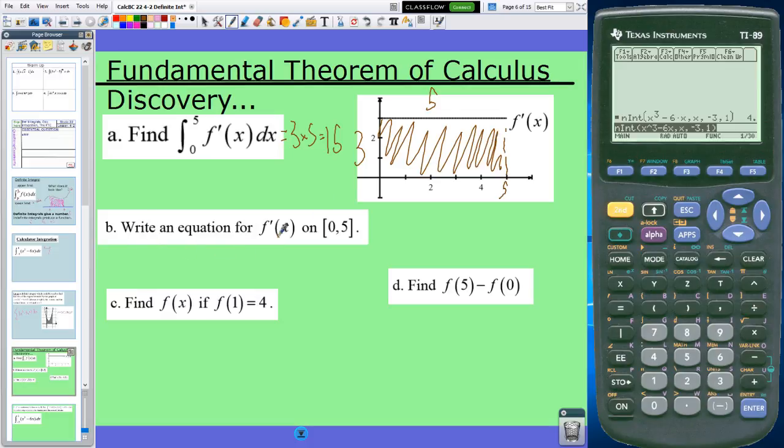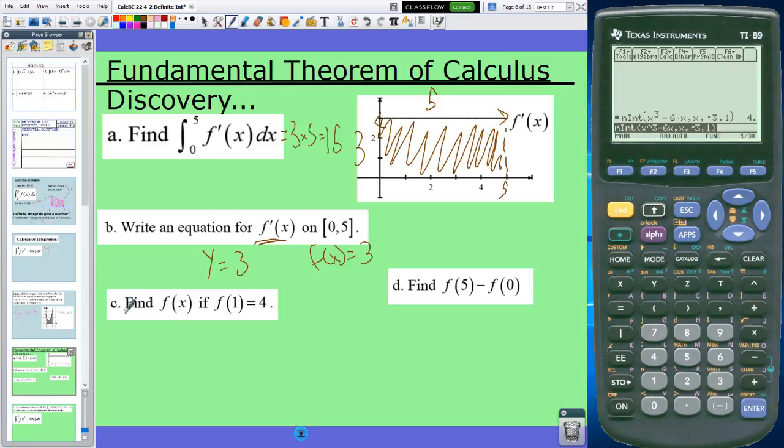Now, let's say I want to write an equation for f prime of x on 0 to 5. So what's an equation of this line? Notice that it's a horizontal line at 3, so I can say my equation is y equals 3. Or we can say f prime of x equals 3 as an equation too.